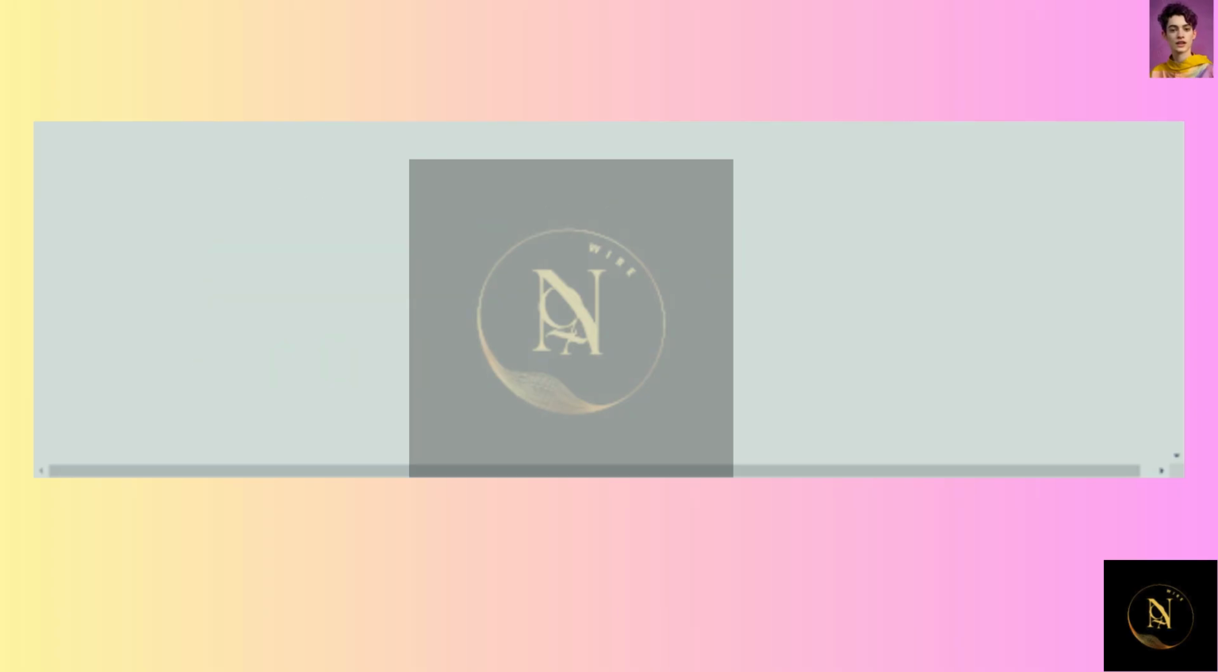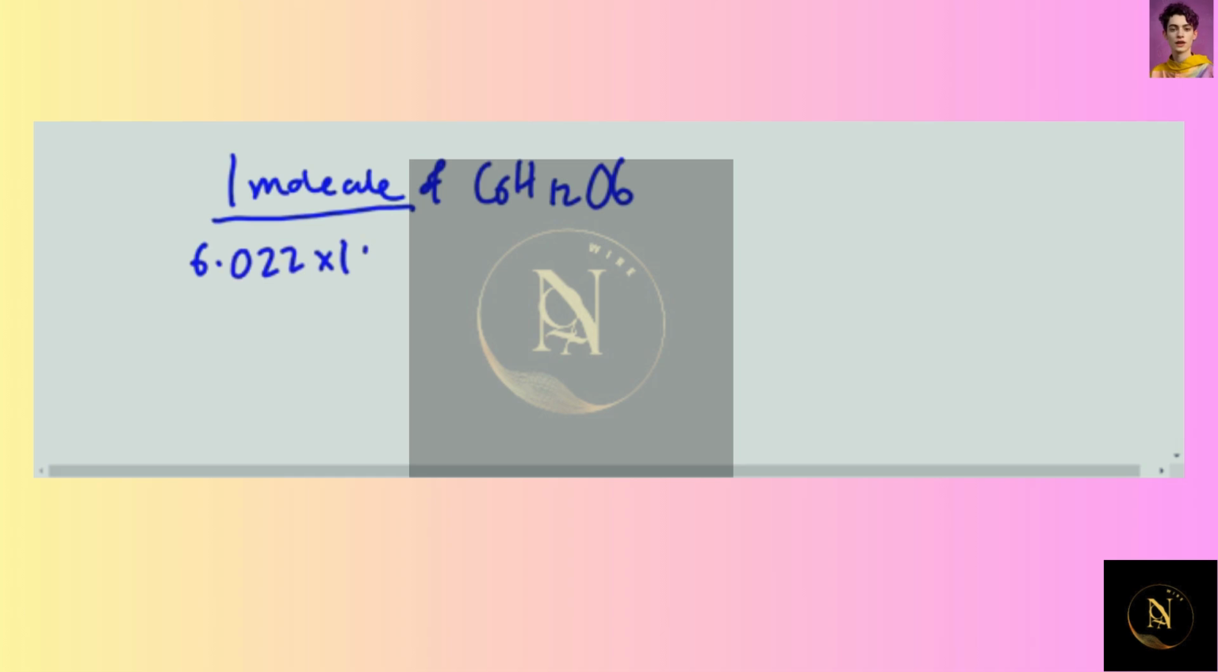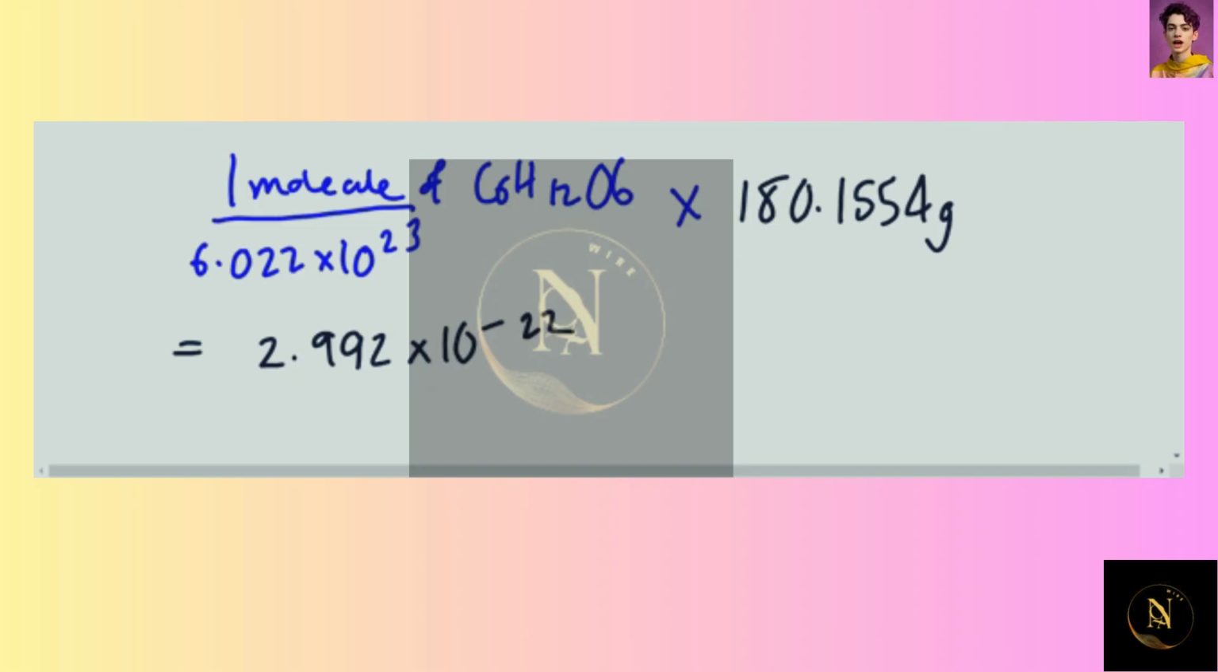The same with glucose, so we are given 1 molecule of glucose, and we can just divide this 1 by 6.0 times 10 to the power of 23, Avogadro's number, and you get the moles, and you can multiply that with the MR of glucose, and if you use the periodic table you should get 180.1554 grams. So when you do 1 divided by Avogadro's number times 180.1554 grams, which is the MR of glucose, you should get the mass of glucose.